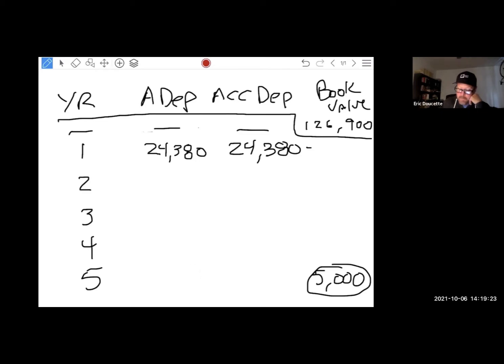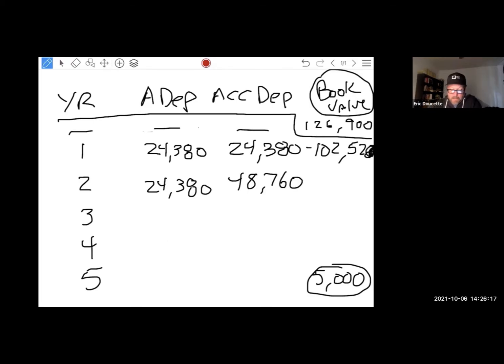So at the end of the first year, my book value is 102,520, right? Then in year two, I'm going to depreciate it again by the same amount. However, this time I'm going to double it. Now my accumulated depreciation is that times two, right? So 24. And then the next year, same thing. I have another year's worth of depreciation.